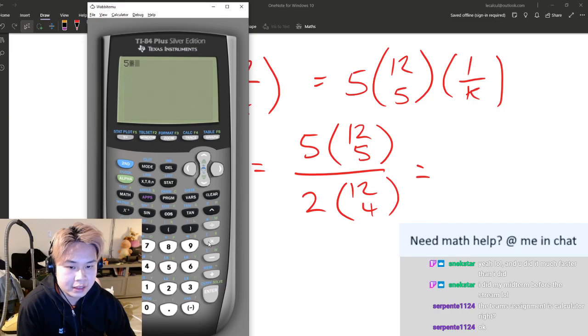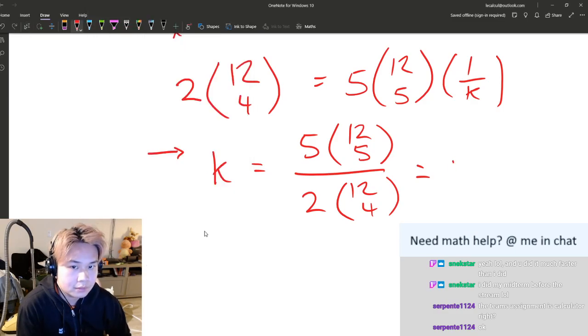So 5 times 12 C4, or no, that should be C5. Divide this by 2 times 12 C4. And I get 4. That's convenient.